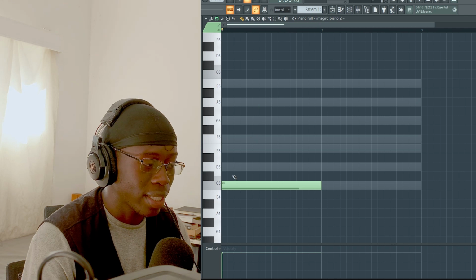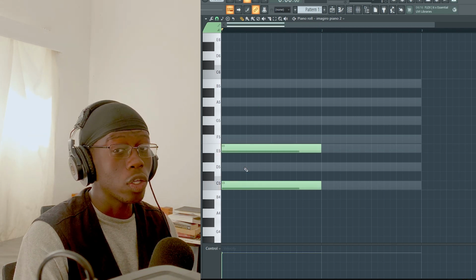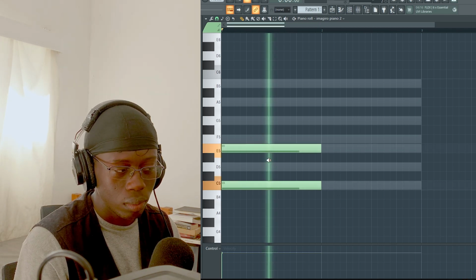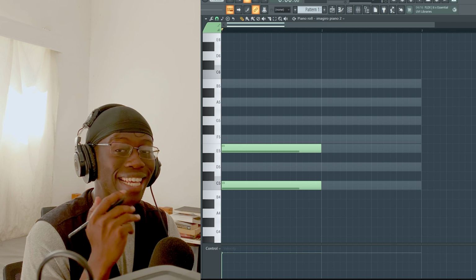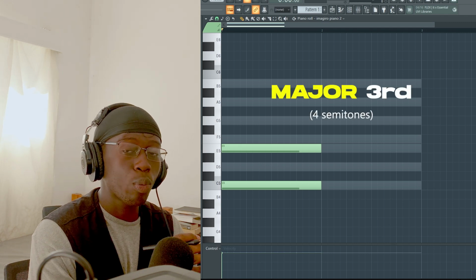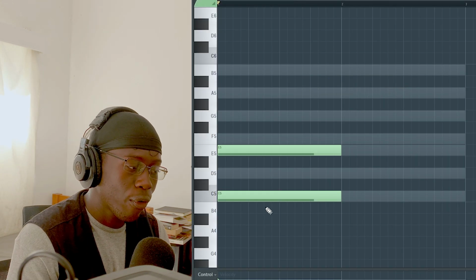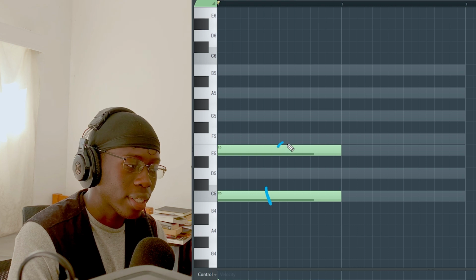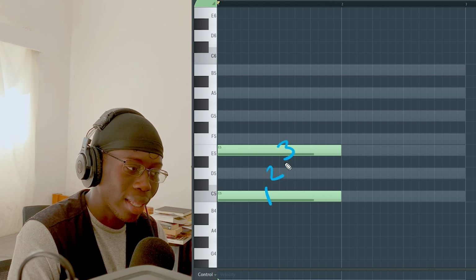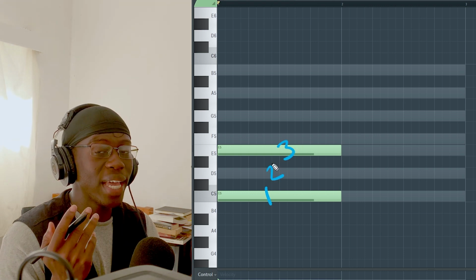So right here we have a C and E. That is an interval, and it sounds like this. And this interval is known as a major third because the first time we encounter it is between the first note and the third note of the major scale. As you can see, it's 1, 2, and then 3. So that's why we call it a major third.